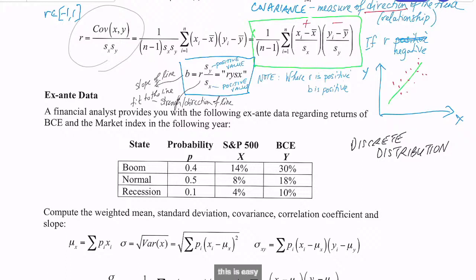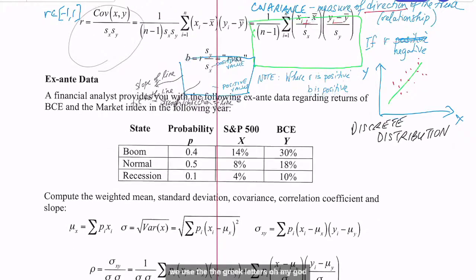So see, this is easy. This is easier than if I had to teach you calculus. So the formulas are slightly different, but they're more general. They're more generalizations of the ones above. We use the Greek letters.